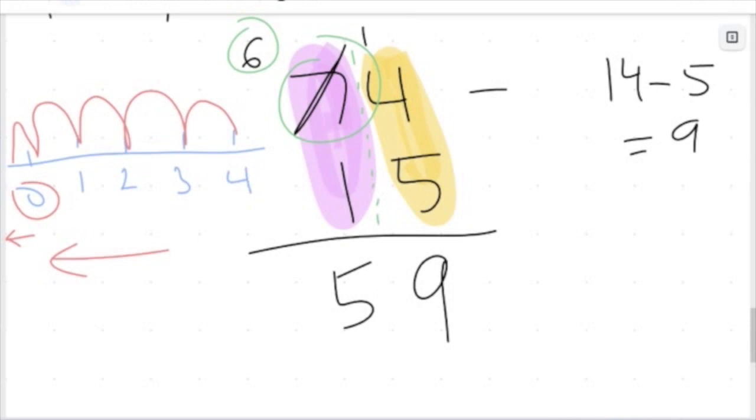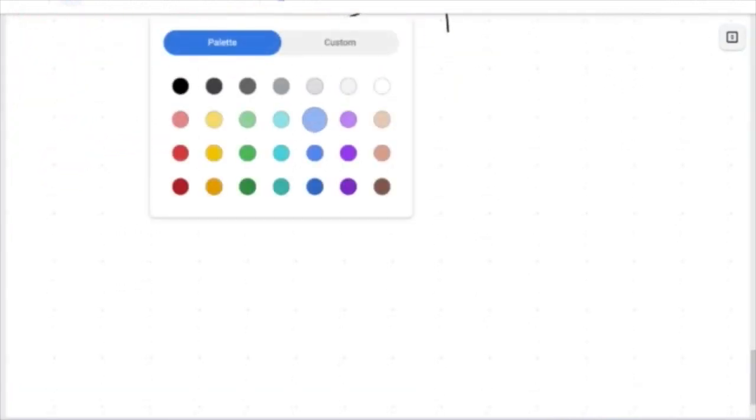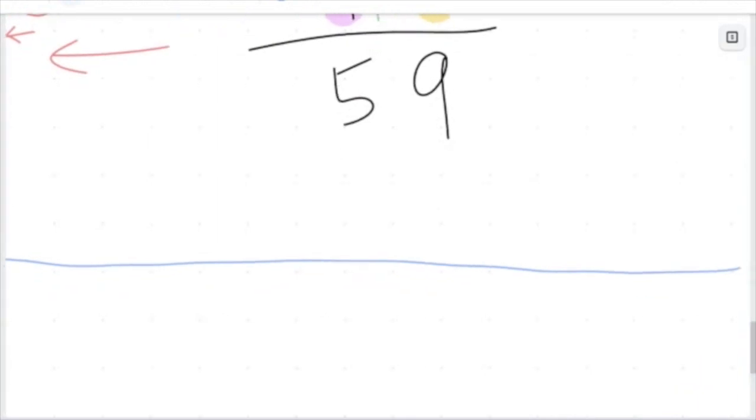Now, some of you may be looking at this and you may be a little bit hesitant. You're thinking, what's this guy talking about? We're borrowing these ones now and doing this stuff. Does this actually work? Now, let's just check this on a number line. I'm going to draw a really big number line, and I'm going to go from 74 all the way down to 59.